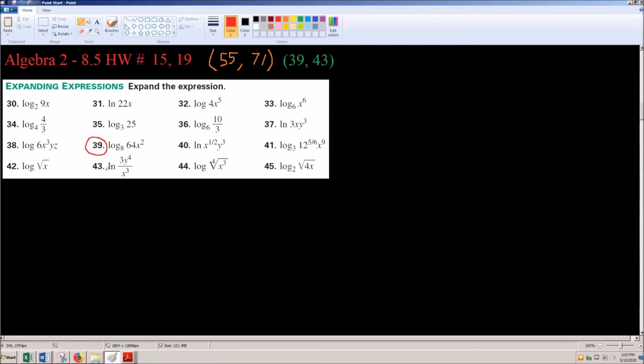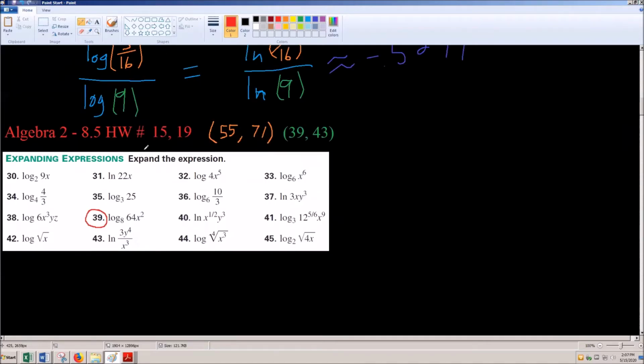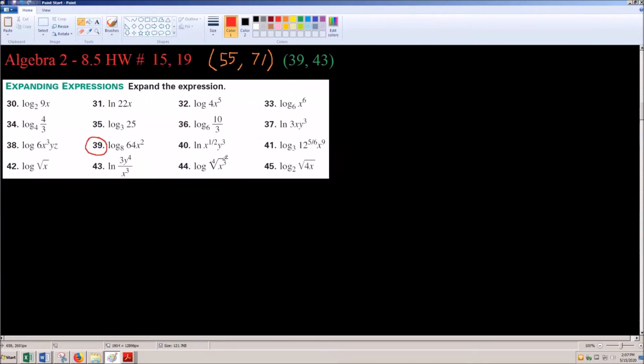So for 39, I just want to expand this expression. I want to see what is happening on the inside of this log. When I say the inside, I'm looking at the 64x squared. What I want to do is think of the 64x squared as being a bunch of things combined together. That may sound a little weird, but you'll see what I mean in a second. So I mean, what gives me 64?